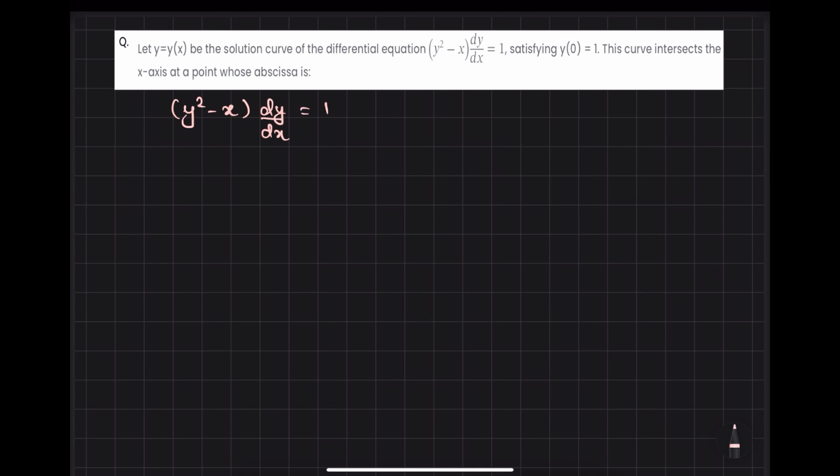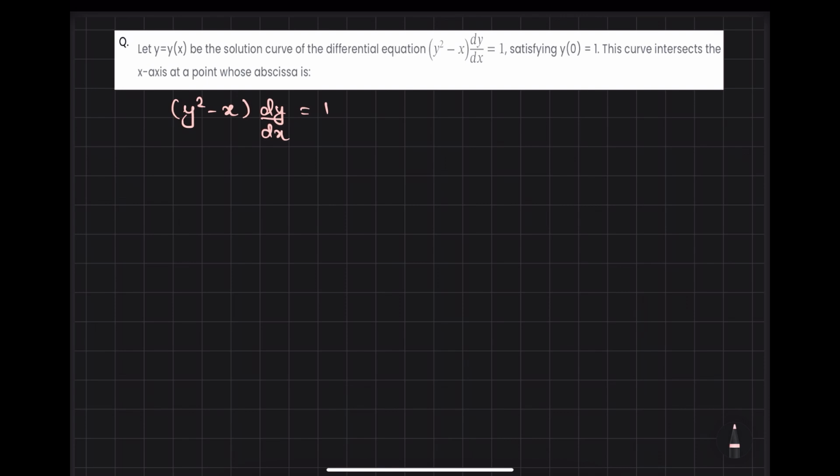Now, the idea is, we will first apply the variable separable method. So what do you think, can you segregate x and y? No. To segregate x and y, we need all x together and all y together, and both should be in product. But here things are in addition, so you cannot segregate them.